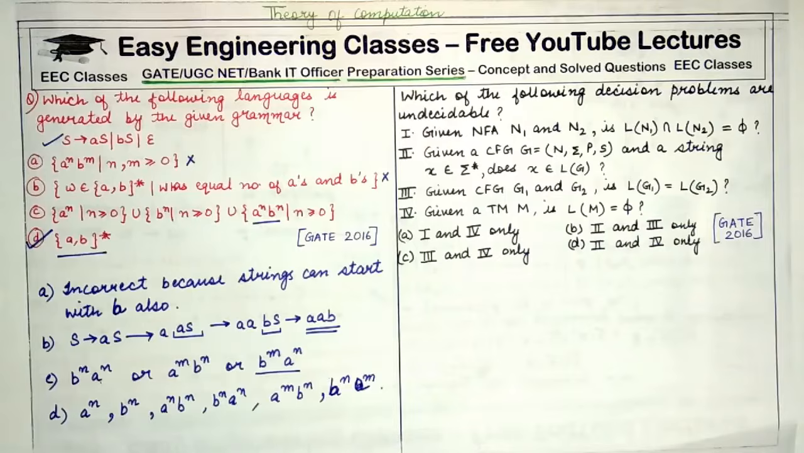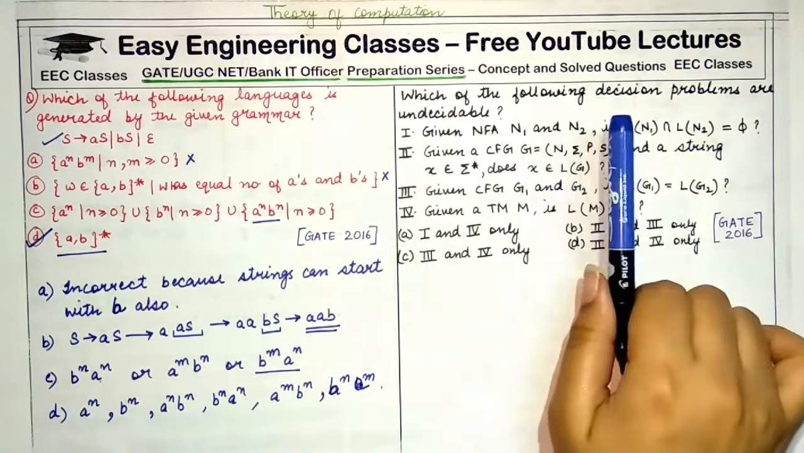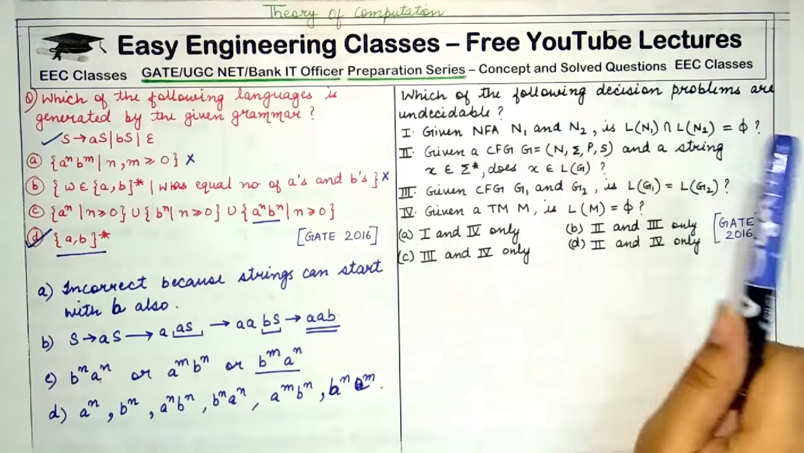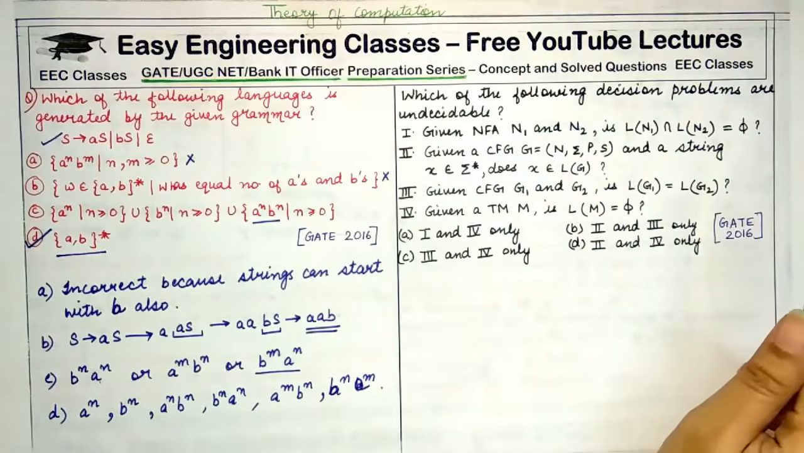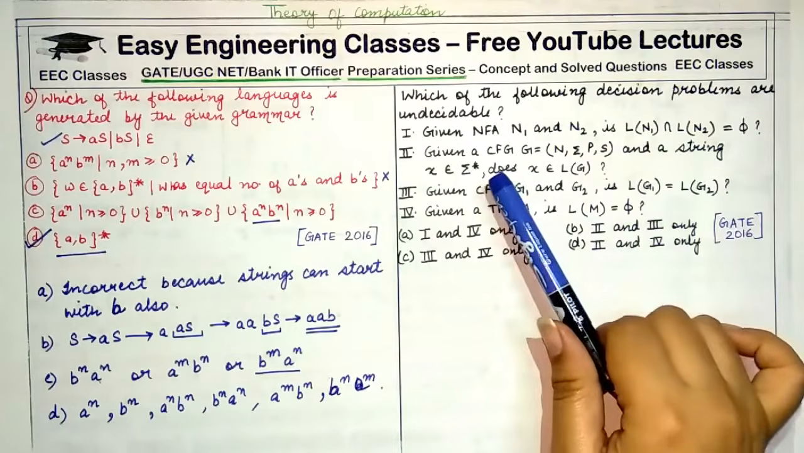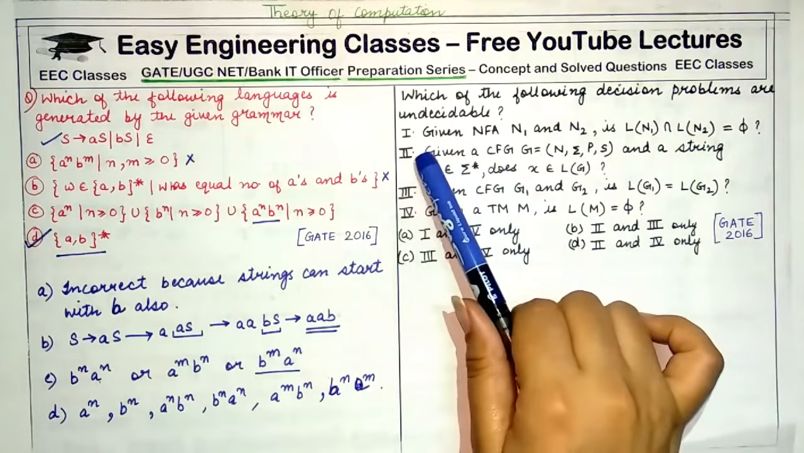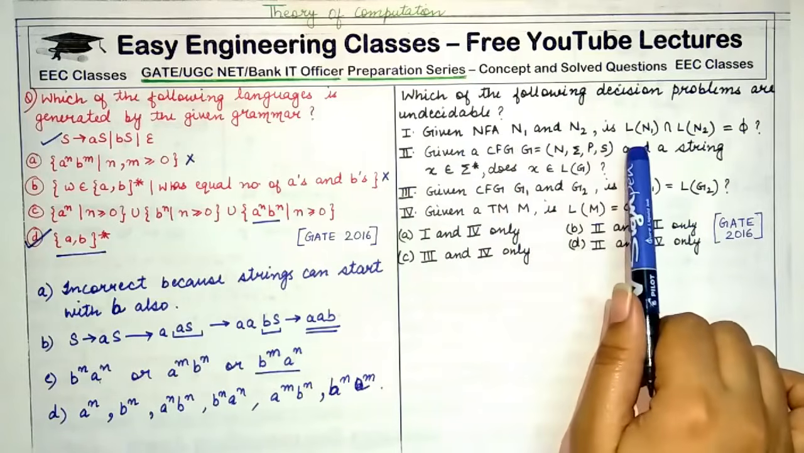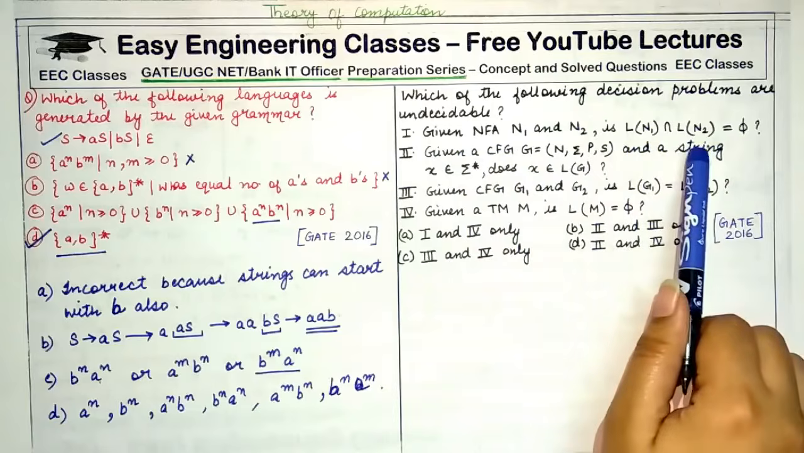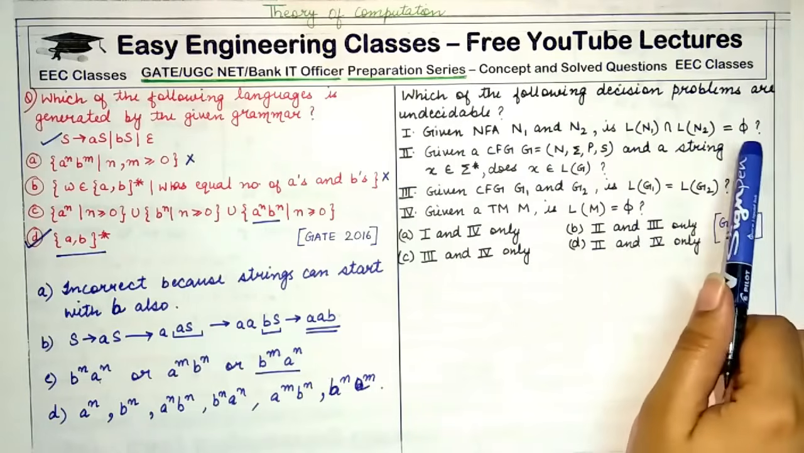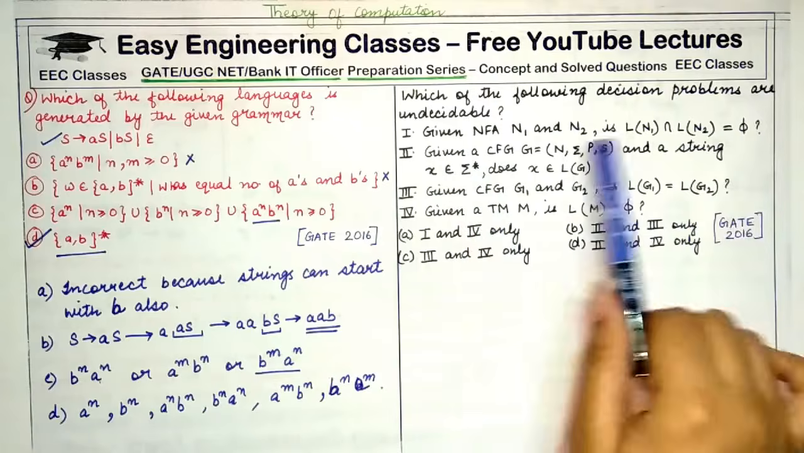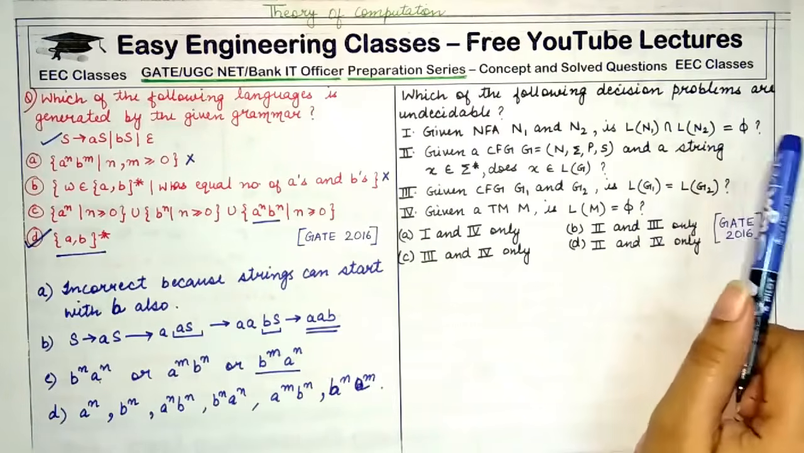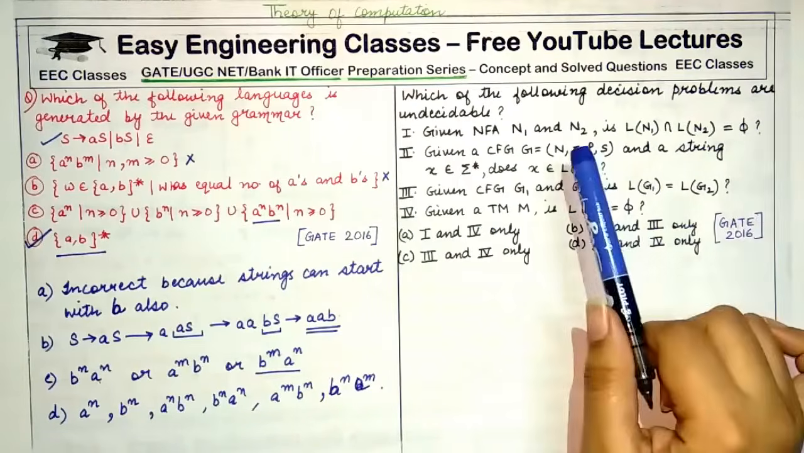Now coming to the second question, it states: which of the following decision problems are undecidable. Now this is an important concept about decidability and undecidability. So let's see what the options and statements are. The first statement: given NFAs N1 and N2, is the intersection of the languages generated by these NFAs equal to phi? Is finding out whether the intersection of two languages is phi decidable or undecidable?